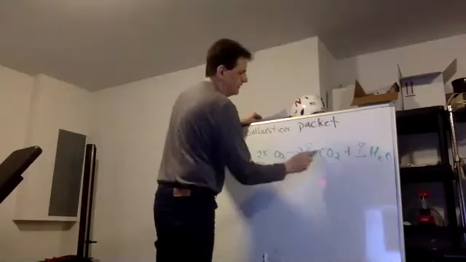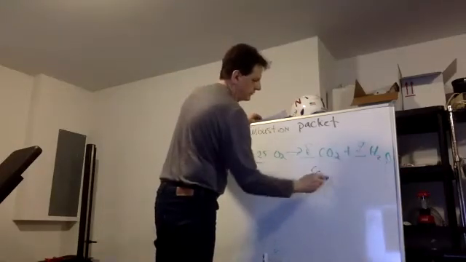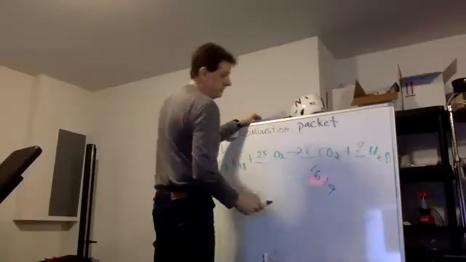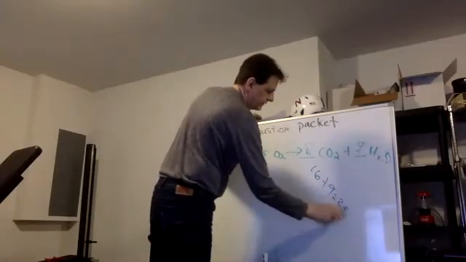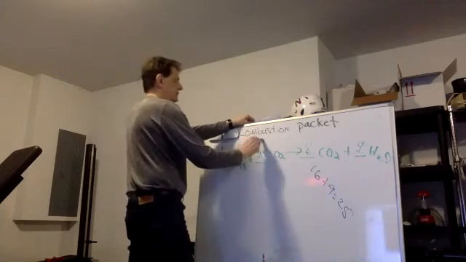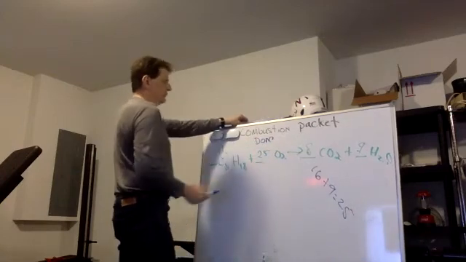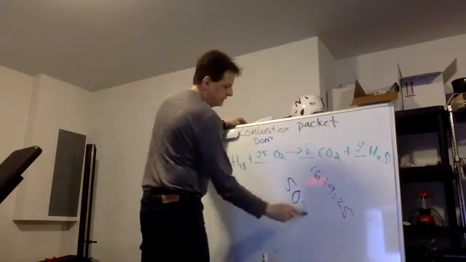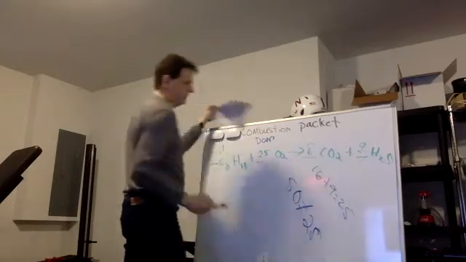8 times 2 is 16. 9 times 1 is 9. 9 and 16 would indeed be 25. The problem is this is not done because 25 times 2 is 50 O's. 50 does not equal 25.